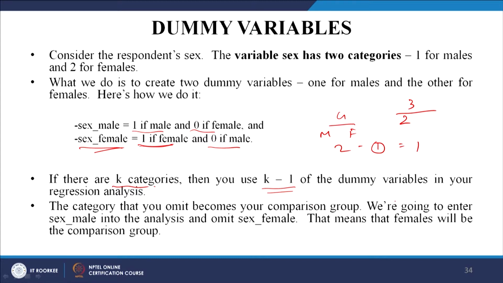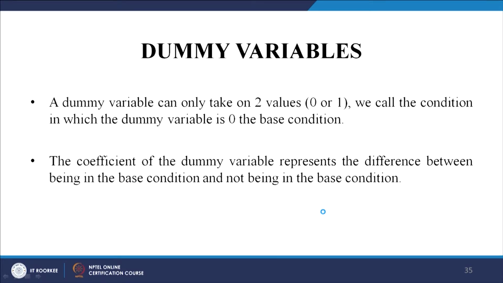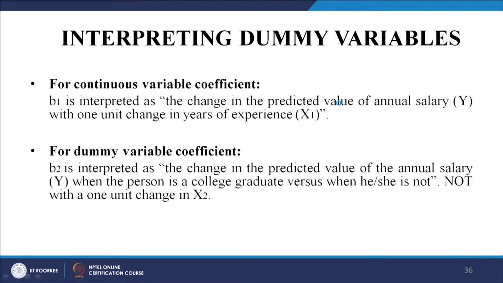So, we are going to enter, let us say, the sex male into the analysis and omit sex female. That means that females will be the comparison group. I will show you with an example. A dummy variable can only take two values, 0 or 1, right.